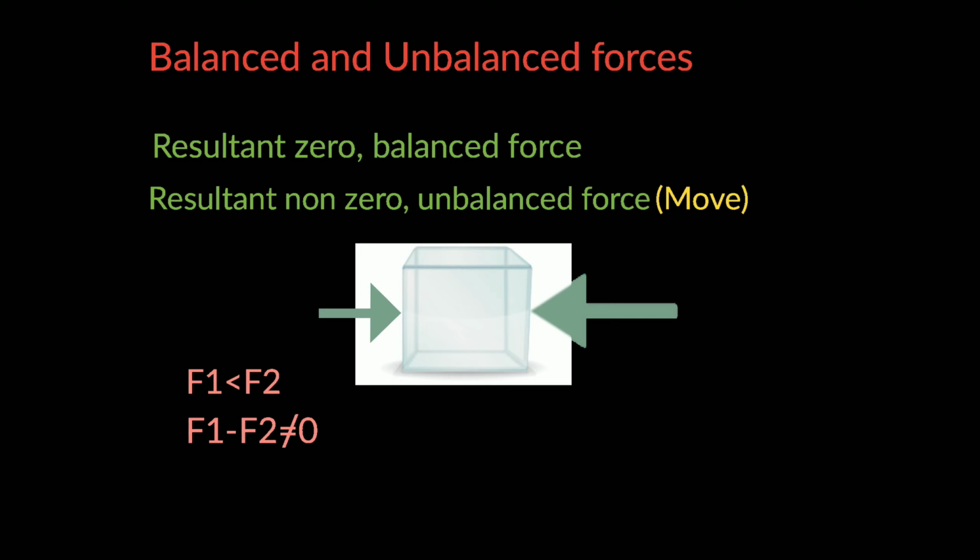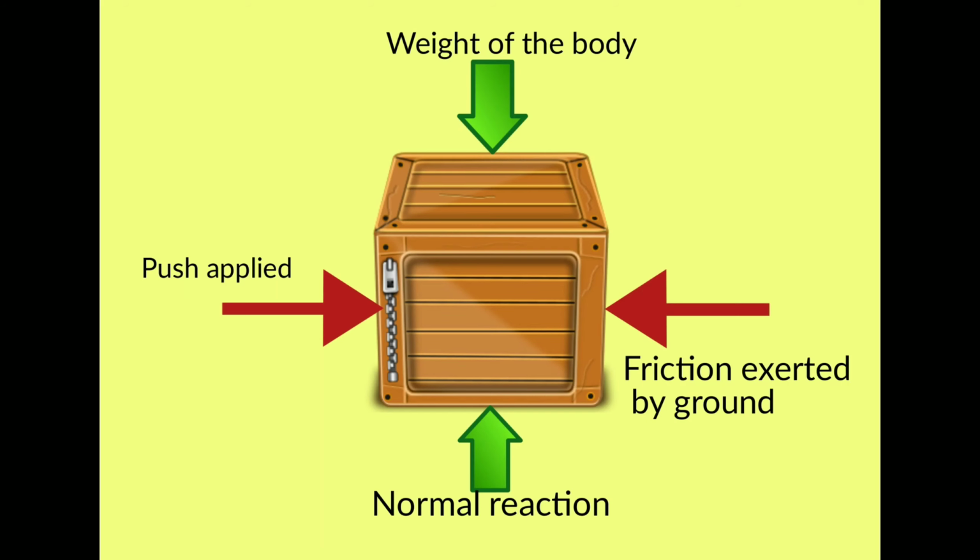So here you can see there is a box on which two forces are applied, and now understand what is resultant. So here summation of these two forces will be the resultant force acting on that body. So here you can see that these two forces are acting in opposite direction. So here one force will be positive and another will be negative. So that's why I have written F1 minus F2. And from the figure you can see that F1 is quite smaller than F2. So here F1 minus F2 will be a non-zero.